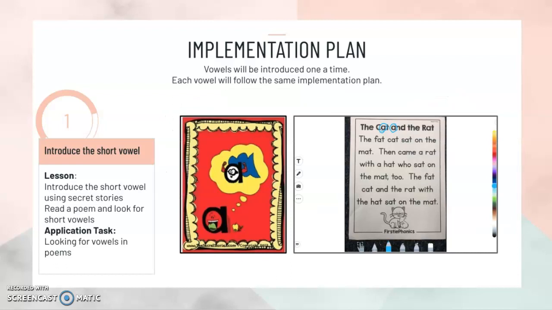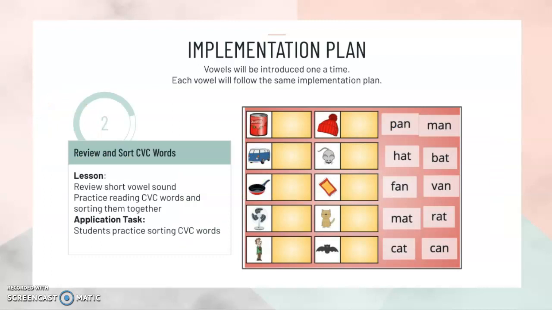On day 1, students will learn the secret story for each vowel. After learning the story, they will practice on Seesaw to find vowels within a poem. This will start with guidance from the teacher. After they work with the teacher, students will be assigned the poem to look for the short vowel sounds on their own. On day 2, the teacher will work with students to match CVC words to corresponding pictures. After practicing reading and matching words, they will do a similar activity on their own using Seesaw.